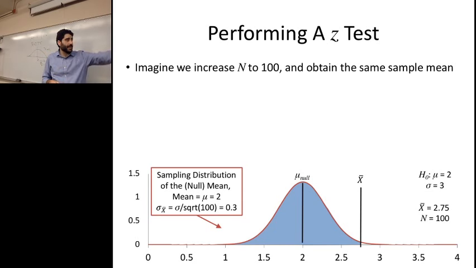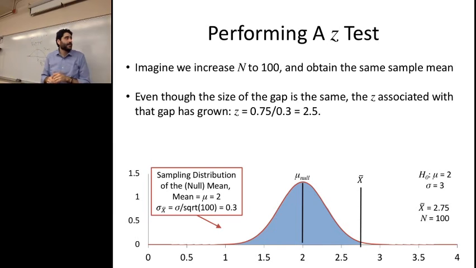You should only be able to get maybe about 0.6 away or so from that true null mean because the sample is so large. And so if we compute the z-score in this case, the size of the gap is still 0.75, right? But now the denominator of our z-score is 0.3 instead of 0.6. And so now our z-score is twice what it was before. So now even though we haven't actually moved, we're now 2.5 standard deviations away from the mean because the standard deviation has gotten smaller, right?